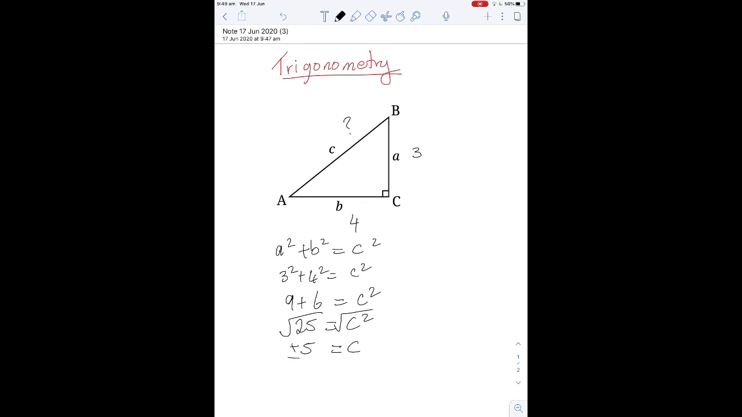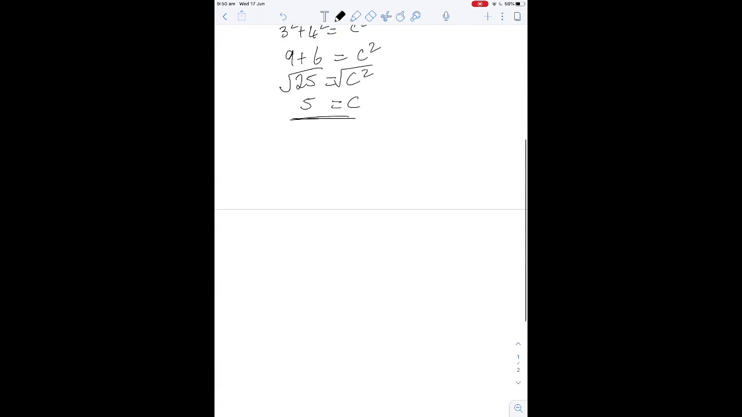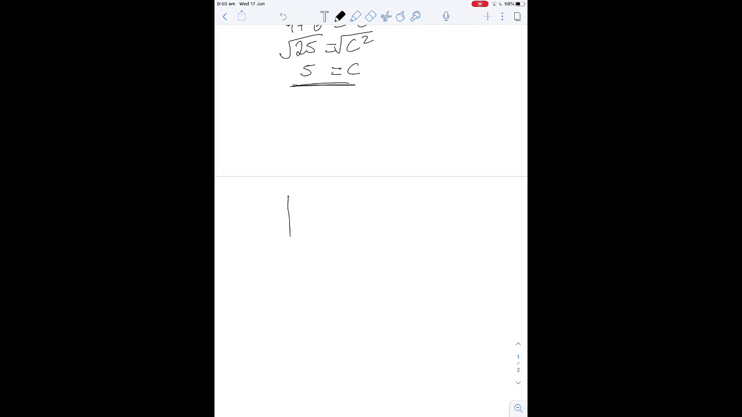Now, usually remember we do plus or minus 5, but in this case we don't, because it's a measurement and it's always positive. So c is equal to 5 in this instance, and we stop there, right? So this is our famous triad, and I always like to start my trigonometry with this triad, because then I know that you know the answer to the questions that I'm about to pose.